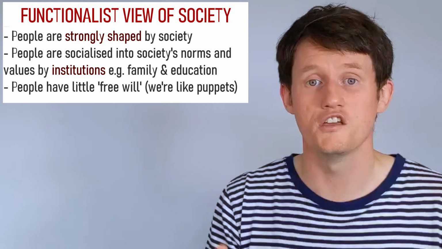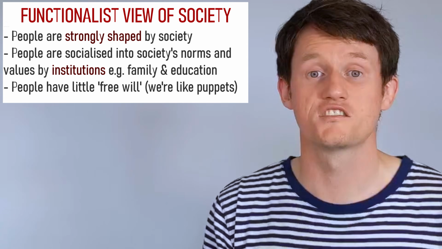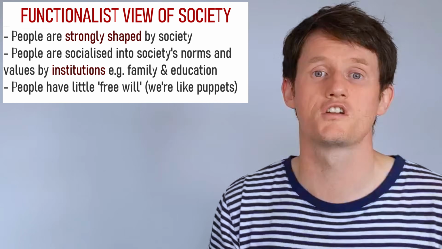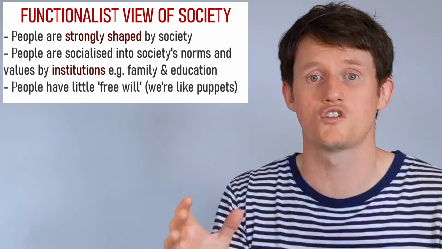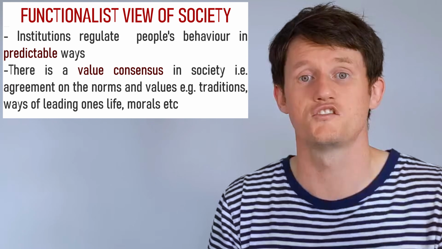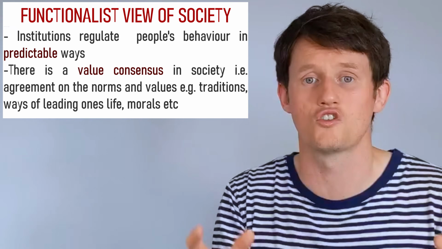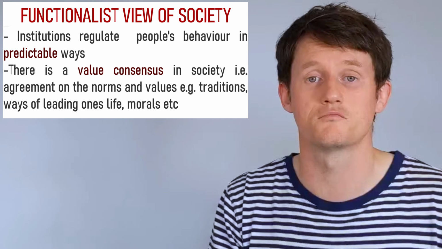I'm going to begin by giving a functionalist view of society in general. If you're confident on this, use the timestamps to skip to the section on Murdock. Functionalism is a structural theory. Structural theories argue people are strongly shaped by society, that we are strongly shaped by social institutions such as the family, education, media, and they have a strong hold over our behaviour and they regulate our behaviour in predictable ways.